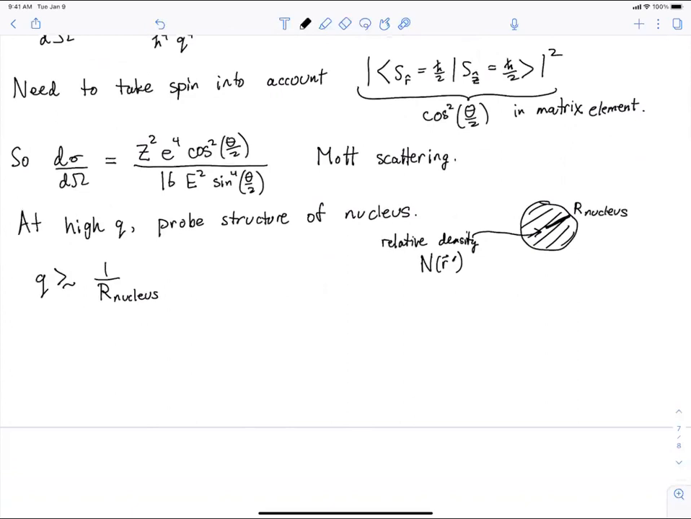So this relative density, what do I mean by that? What I really mean is that if I integrate over all possible positions within the nucleus of this density function, that's going to be equal to 1. In other words, it's saying, really, this is the probability to find the charge of the nucleus within some little volume. If I integrate that over the whole volume, I should get 1 by normalization. Okay, and so what does that mean?